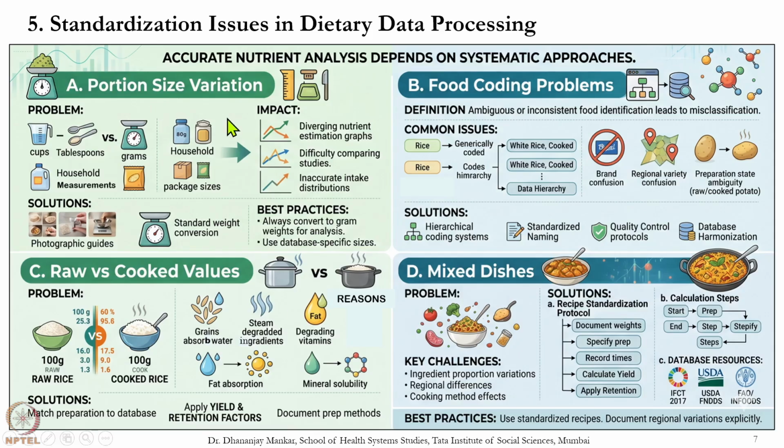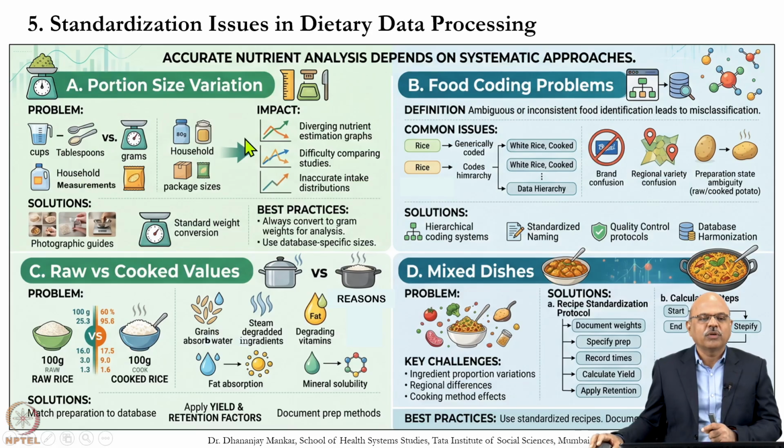Accurate nutrient analysis depends on systematic approaches, especially regarding portion size variation, where you may have variation in terms of household measurements and packaging sizes. What is the best practice? Always convert to grams and weights for analysis, and use database specification tools.